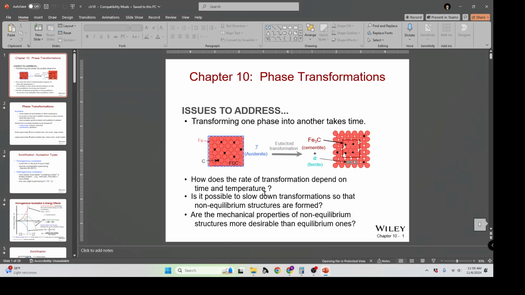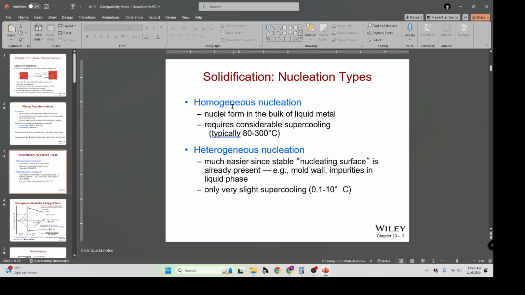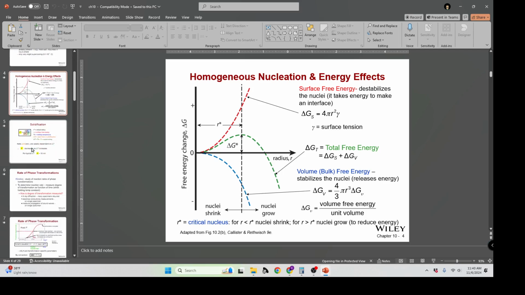The next detail is about these phase transitions and what some of this is. So nucleation, the start of crystal growth from a single crystallization: small supercooling, slow growth, large crystals. Large supercooling, so big temperature rate change, many nuclei, lots of small crystals. Homogeneous or heterogeneous nucleation, heterogeneous being something like at the mold wall or impurities in a liquid phase. We talked a lot about some examples of what that looks like practically.